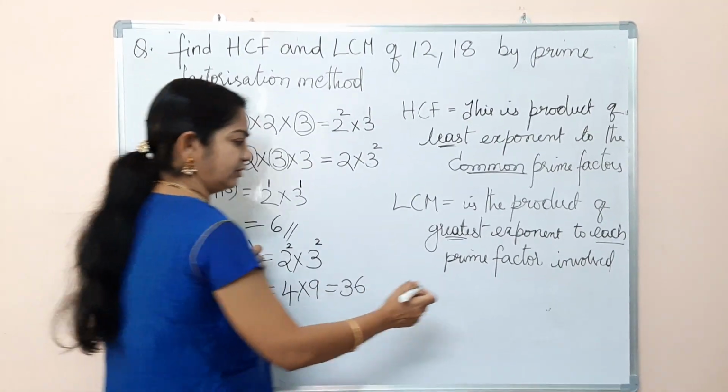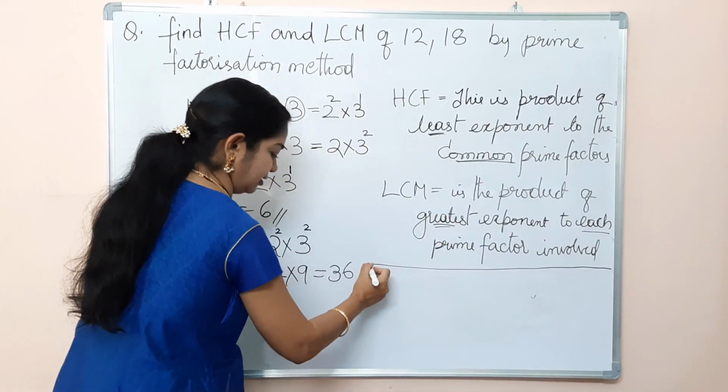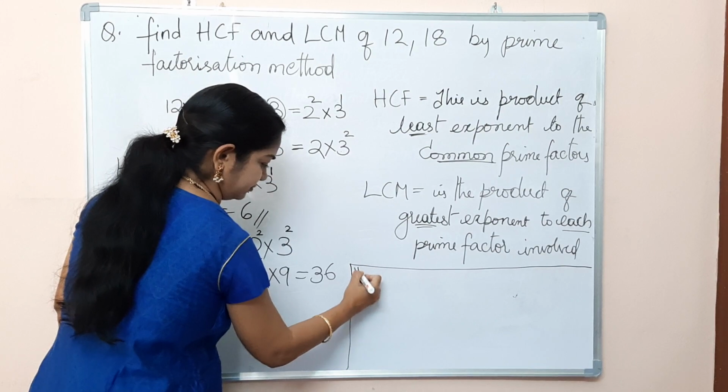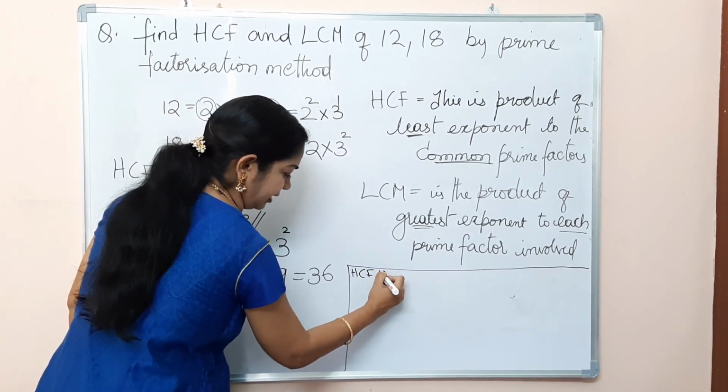So for you to understand, let me tell you one simple thing. Explanation. Let us find out the HCF, for the same numbers, 12 and 18.